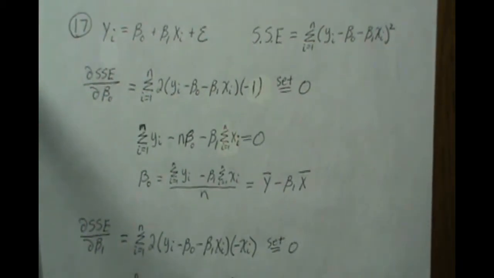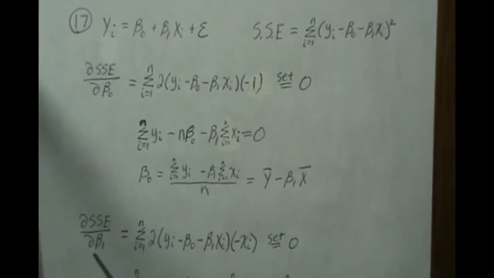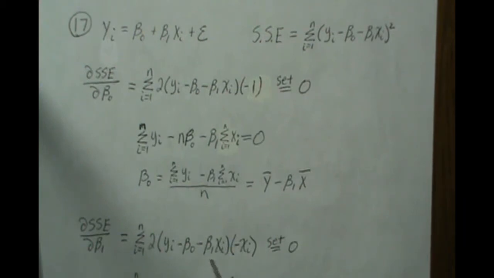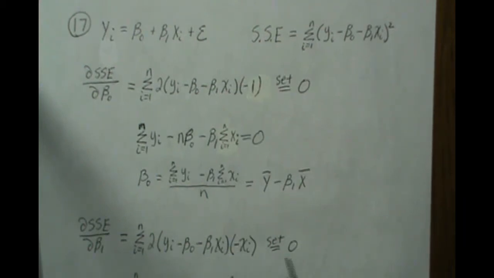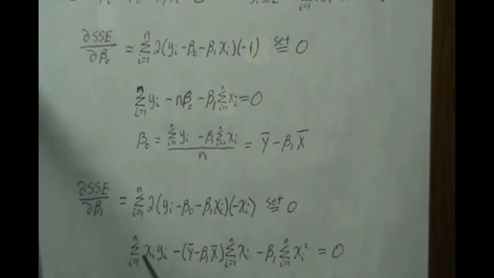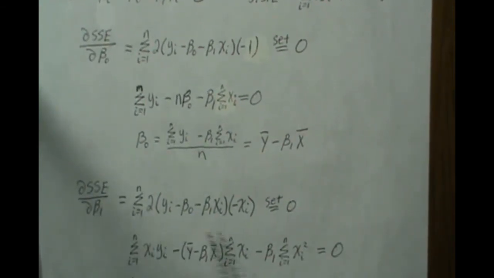So now let's find the partial of the sum of squared errors for beta 1. And then, you know, the 2 comes out front, it's 1 minus, and by the chain rule, you get minus xi. We set it to 0. Bring it up. And then this 2 can go the other side. The negative can go the other side. So then when we multiply this in, we get the sum of xi yi.